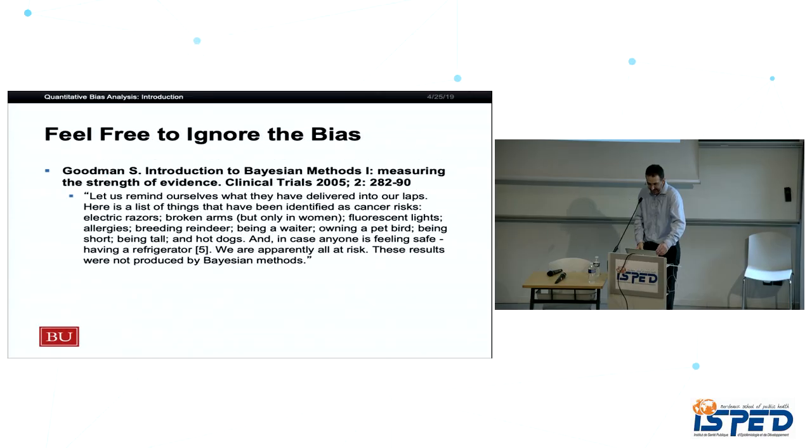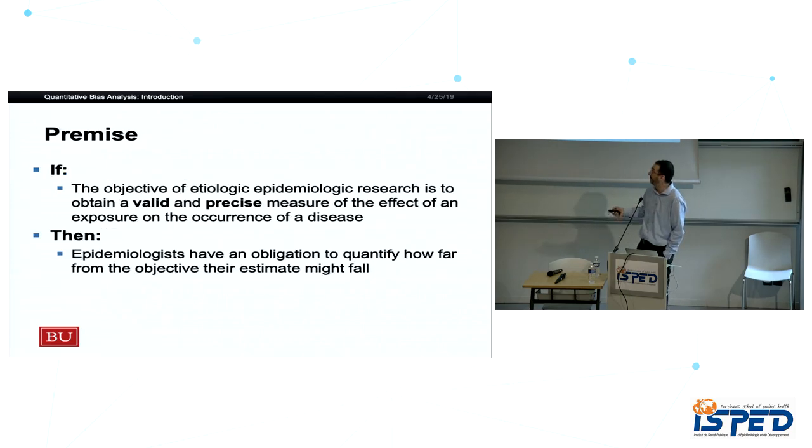Here is a list of things that have been identified as cancer risks. Electric razors, broken arms, but only in women. Fluorescent lights, allergies, breeding reindeer. I have read the breeding reindeer paper. It's very good. You should read it. I'm not going to breed reindeer. Being a waiter, owning a pet bird, being short, being tall, and hot dogs. And lest anyone think that they are getting a pass here, owning a refrigerator. None of these were produced by Bayesian methods, and I would argue none of these were produced by methods which quantify the impact of systematic error on study results. And I think we have the same problem.